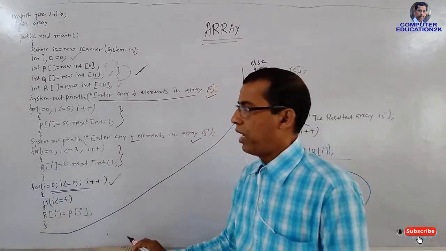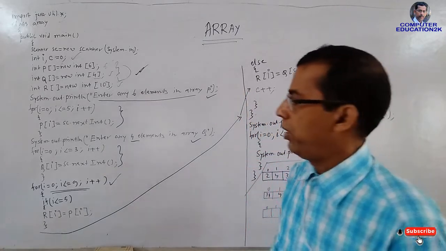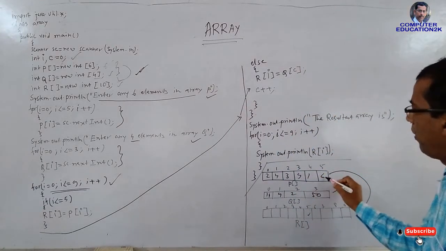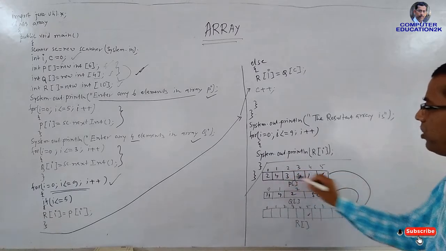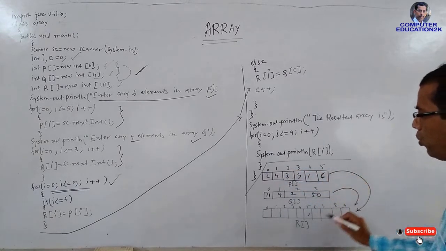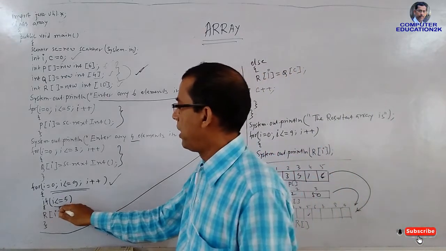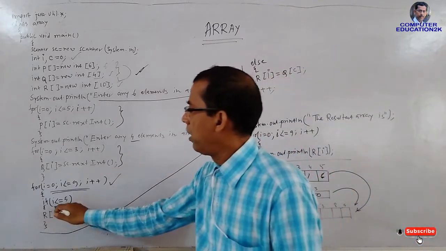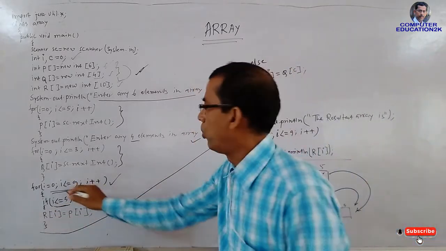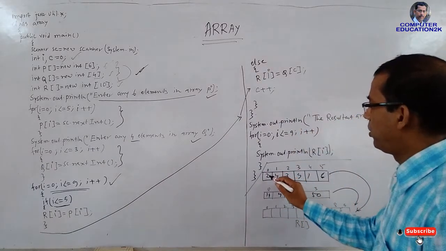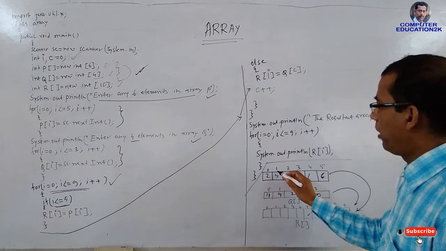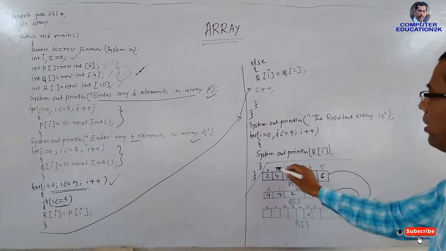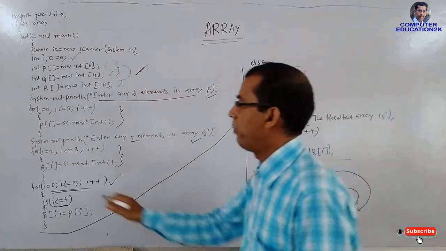So till 5 means 0 to 5: 0, 1, 2, 3, 4, 5. This 5 means 0 to 5, which means 6 numbers. These 6 numbers will come from P to R. That's why I have written if I less than equals to 5. That means if I is 0, 1, 2, 3, 4, 5, till 6 numbers. If I is 0, then this 2 will come and store here. If I is 1, what is the value? These values, 0, 1, 2, 3, 4, 5, are indicated here by I.